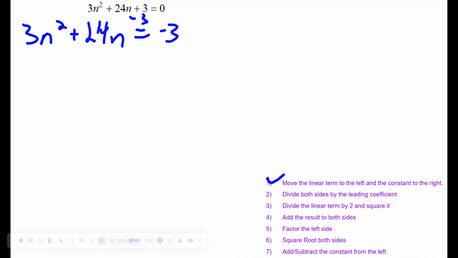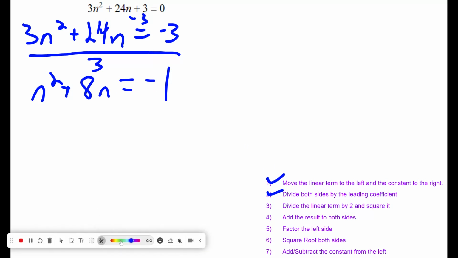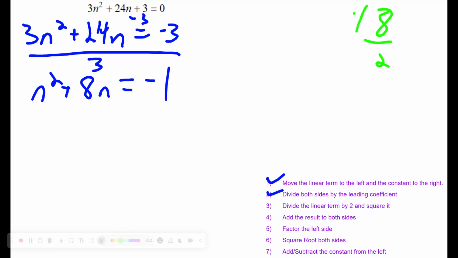Check on number 1. Number 2, divide both sides by the leading coefficient. All right, let's do that. My a value is 3. I'm left with n squared plus 8n equals negative 3 divided by 3, which is negative 1. n squared plus 8n equals negative 1. What is my linear term? My linear term is 8. And what I'm going to do is divide that by 2 and square it. 8 divided by 2 is 4. 4 squared is 16. I'm going to add 16 to both sides.